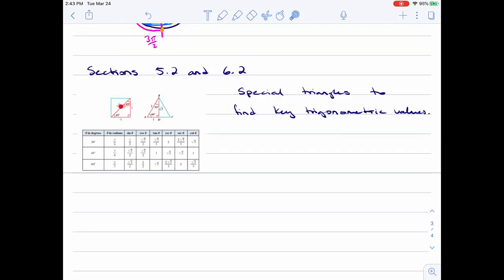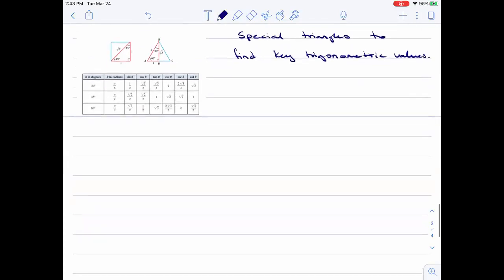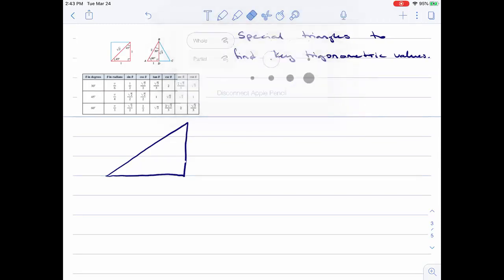Notice that these are in degrees. So what I want to do is convert these into radians. There's two triangles, and there's really no way about it. You have to just memorize these two triangles. But once you've got them memorized, then you don't need the table, for example. I'm going to try to make it as right angle as I can.